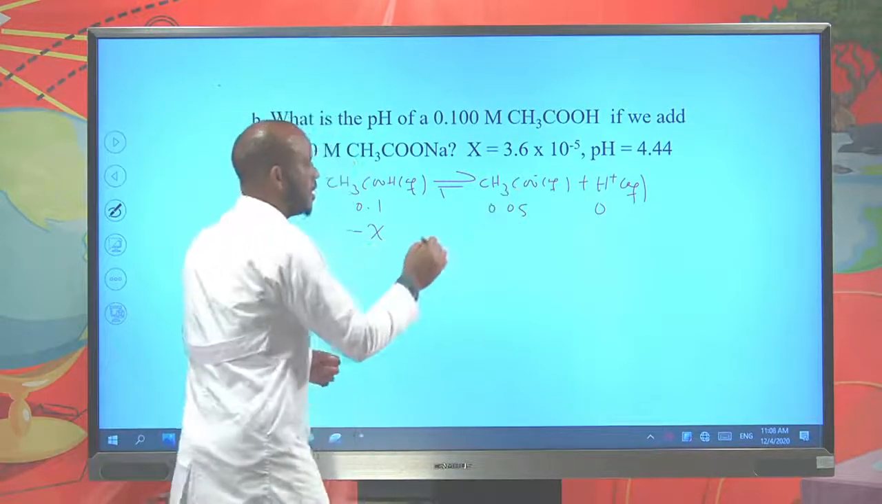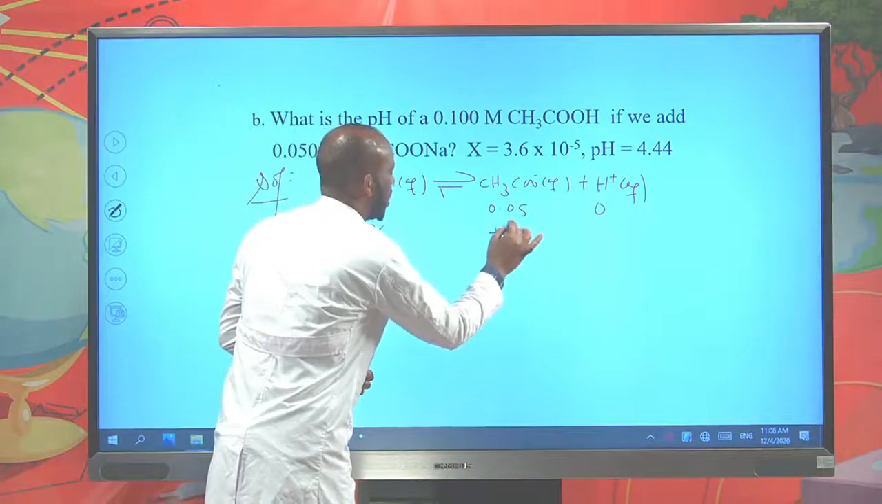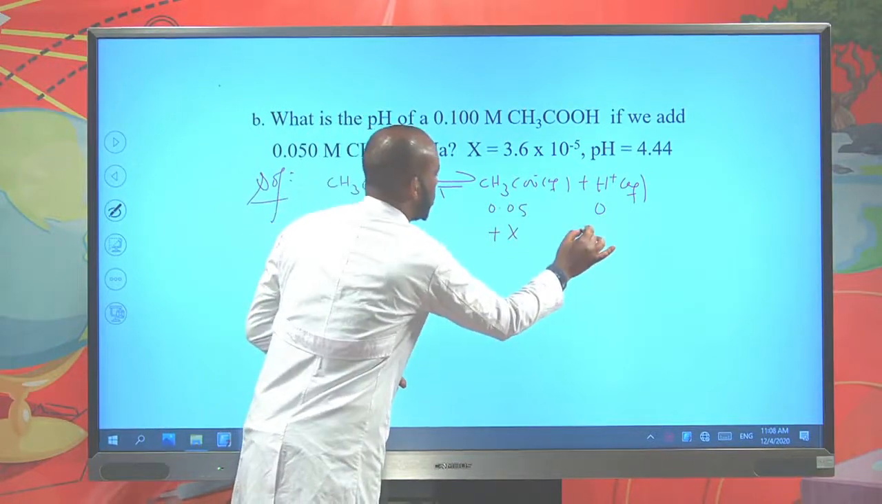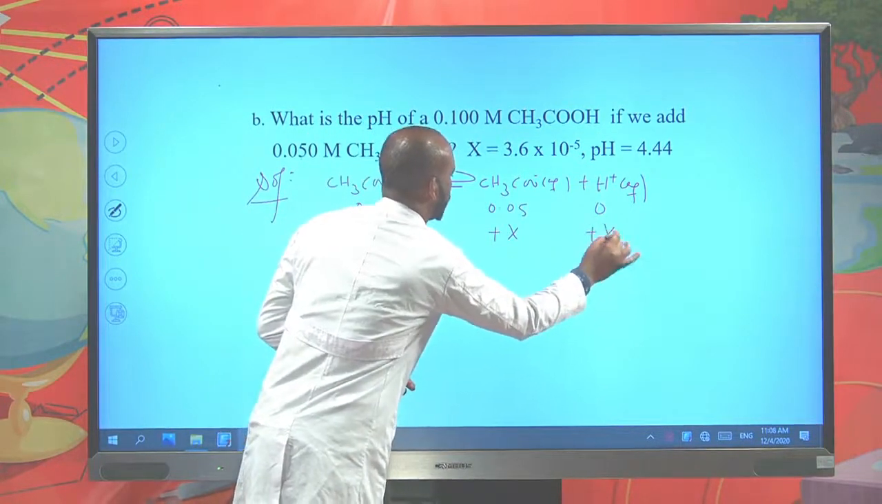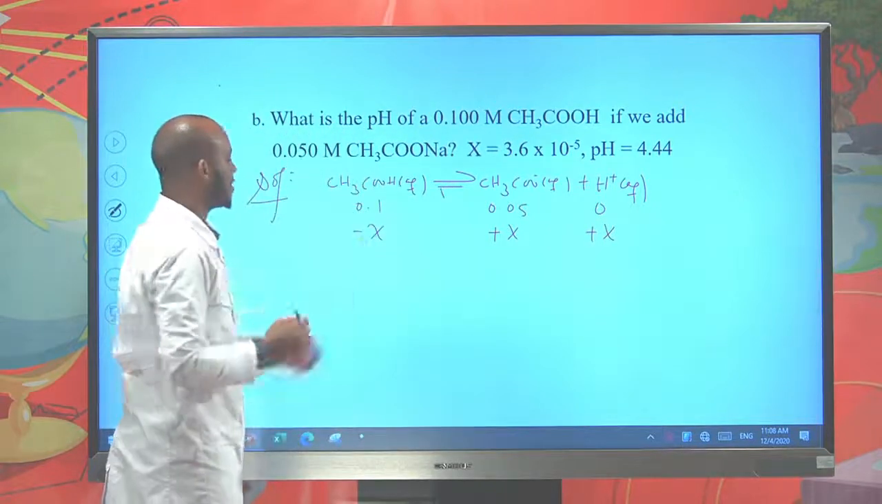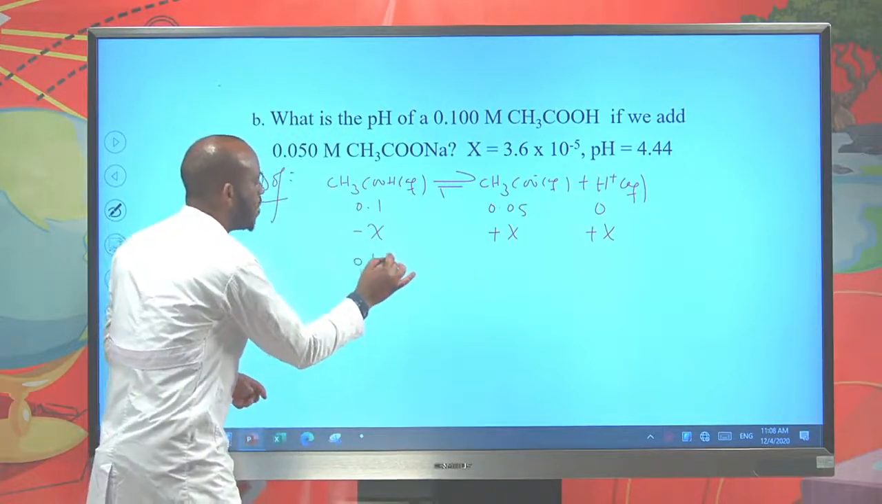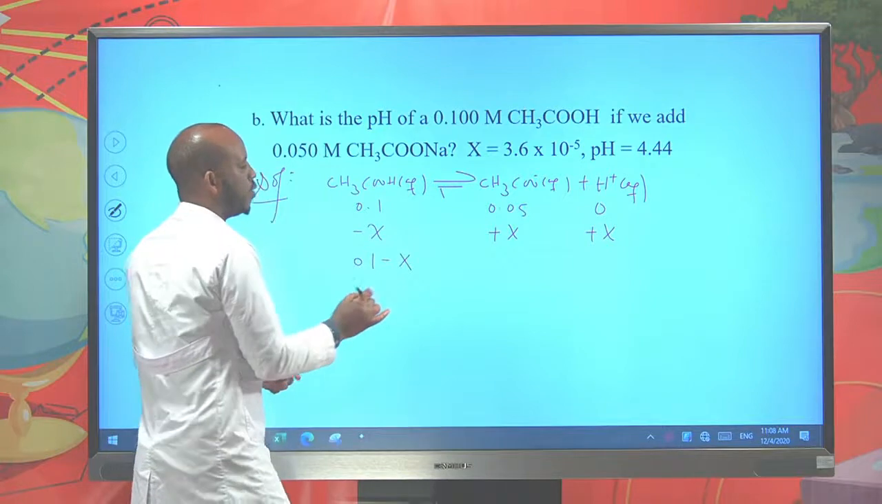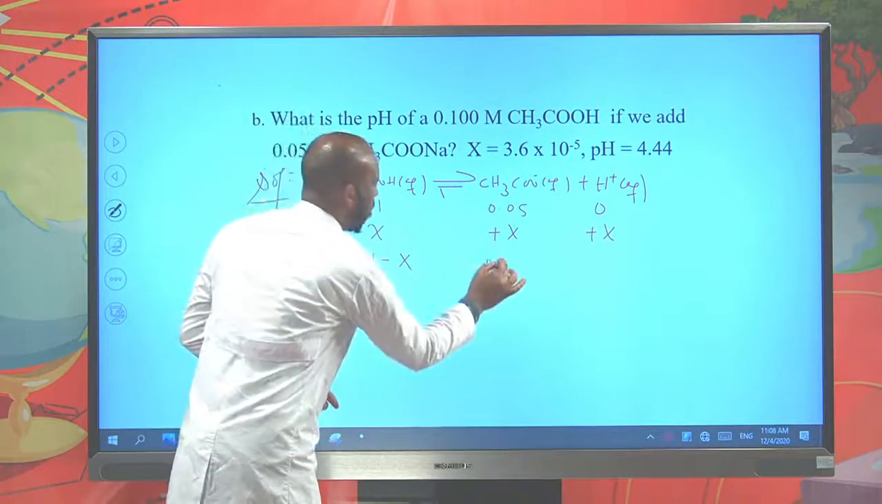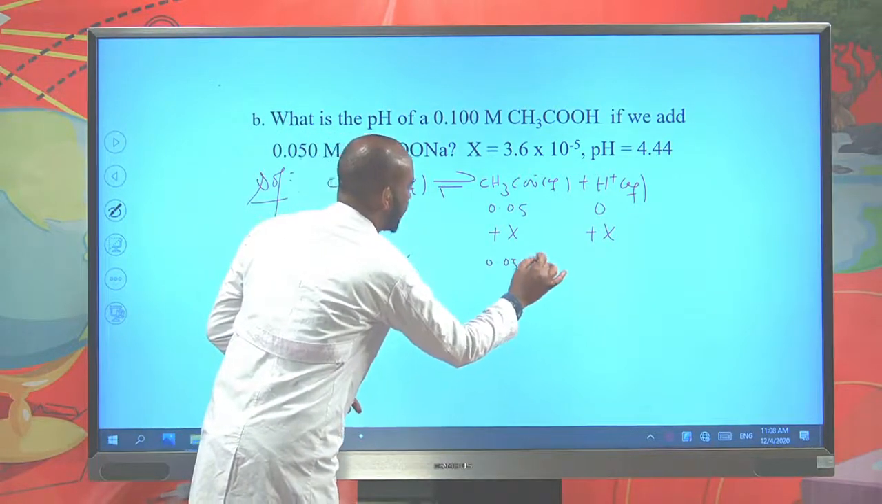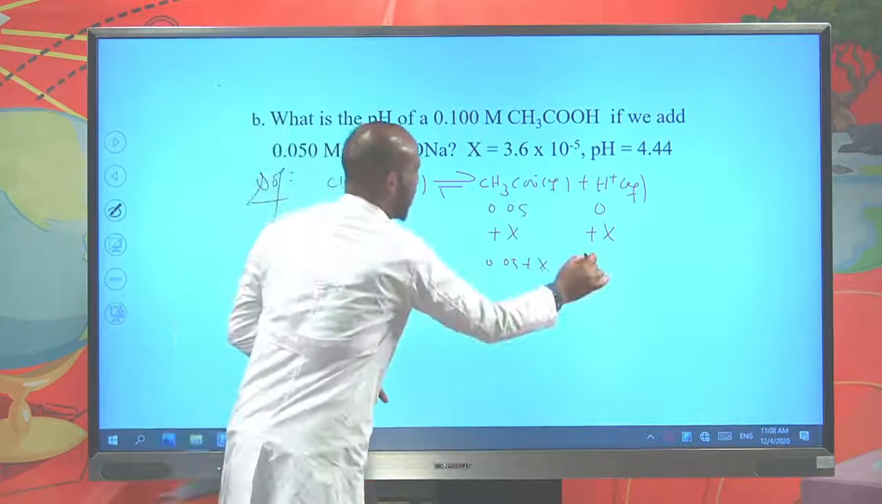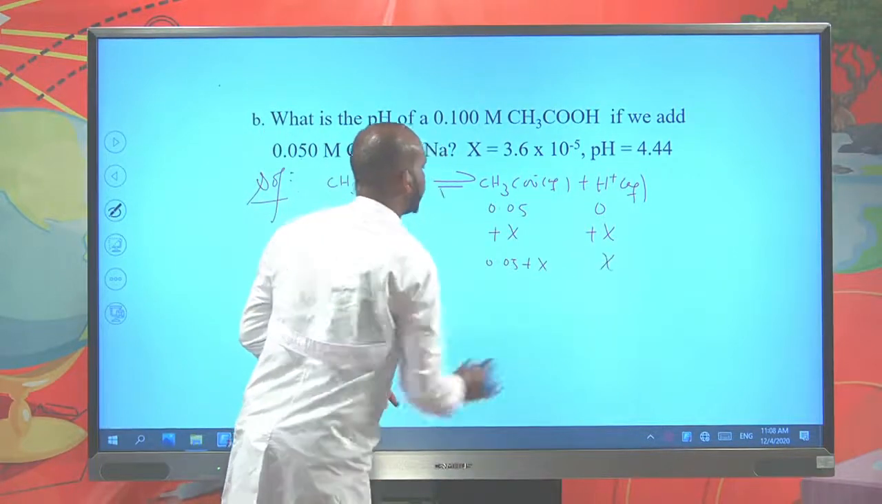Concentration of acetate is increased by X, plus X. H plus increased by X, plus X. Equilibrium concentration of acetic acid is 0.1 minus X. Equilibrium concentration of acetate is 0.05 plus X. Equilibrium concentration of H plus is X.